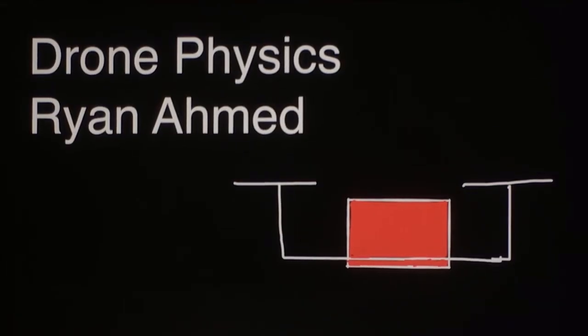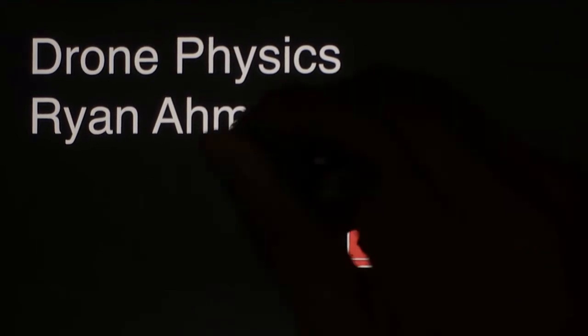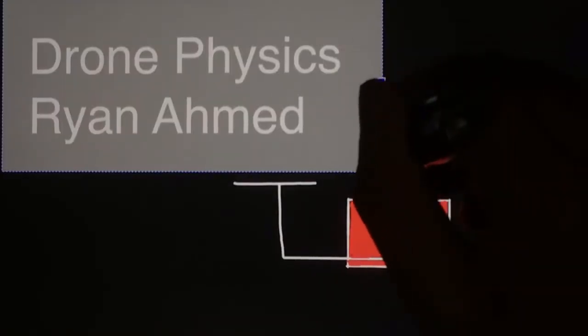Welcome to Drone Physics with Ryan Ahmed. So here we're going to be working with this little red drone. Let's move it right here so we could work on it. What we're going to find out today is that drones have a lot of physics and a lot of math behind them because they're acted upon by various forces, which are really important.